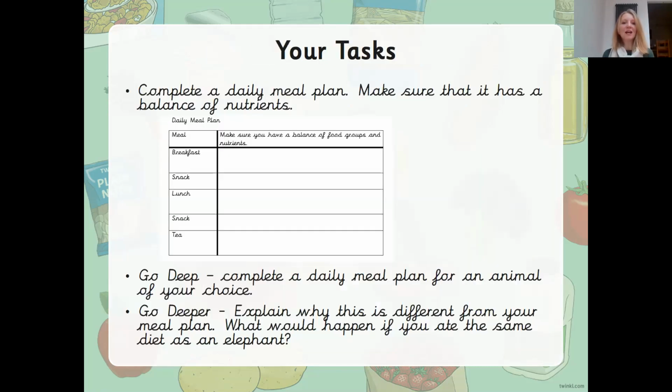Okay, so your task today. I would like you to complete a daily meal plan. Okay, make sure this has got a balance of nutrients. So what would you have as a healthy, balanced breakfast? Maybe a snack mid-morning. What would you have for lunch? A snack maybe in the afternoon, and what you would have for your tea or evening meal.